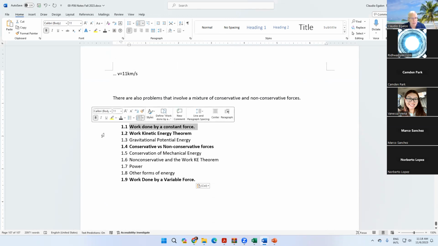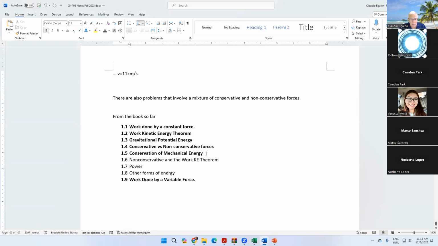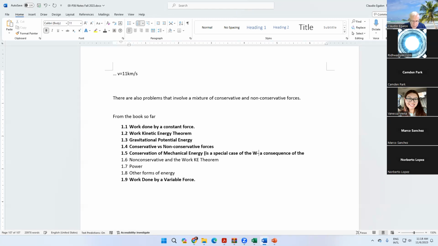Work done by a constant force, we did that. Work done by kinetic energy, kinetic energy theorem, we did that. Gravitational potential energy, we did that. Conservation of mechanical energy, that's just a consequence of the work kinetic energy theorem, okay? Conservation of mechanical energy is a special case of the work kinetic energy theorem.